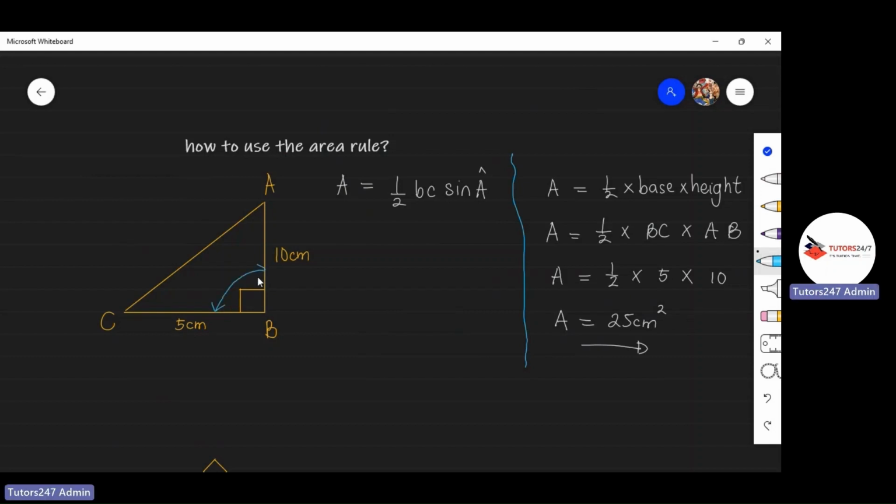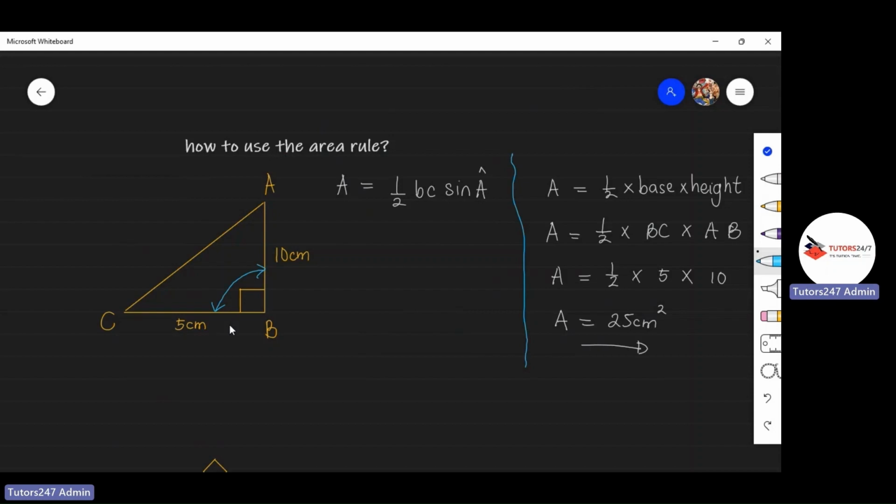And then we draw our arrows. The sides that the arrows are pointing to are the sides that we are going to use. So in this particular case, our angle is going to be 90 degrees, which is angle B, and our sides that we are going to make use of are AB and BC.